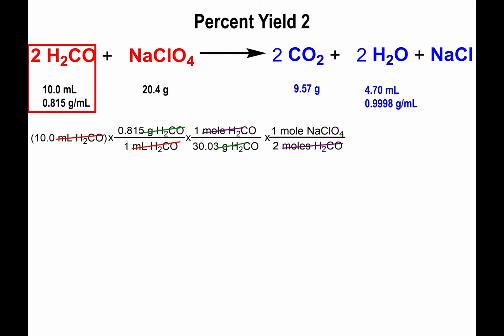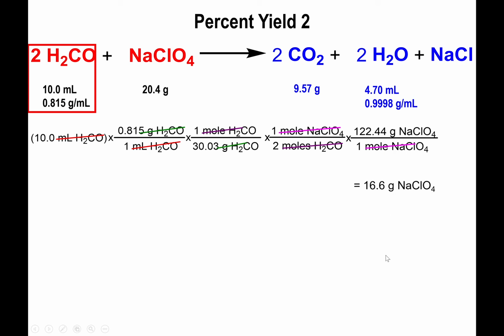And lastly, since we are given the grams of sodium perchlorate, we want to switch this over to grams. So we use the molar mass of sodium perchlorate, 122.44 grams divided by 1 mole. And we have the moles on the bottom because that way the moles of sodium perchlorate will cancel out in the equation. All right, so now we carry over the calculation. We multiply 10 by 0.815, press enter, divide by 30.03, press enter, divide by 2, press enter, and multiply by 122.4 grams, press enter, and you should find that the mass of sodium perchlorate is 16.6 grams.